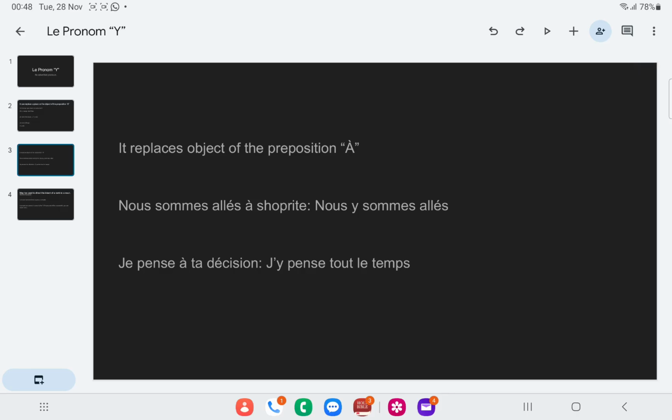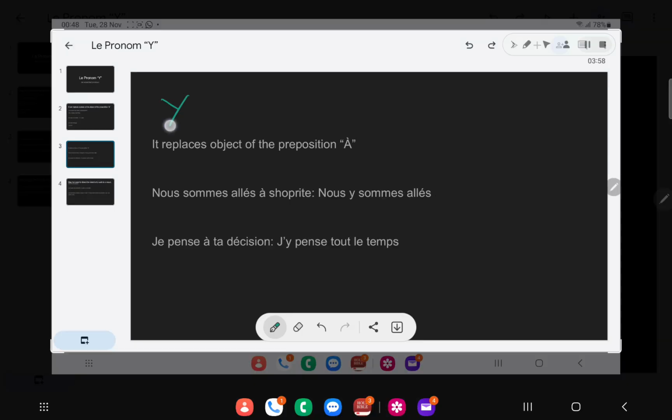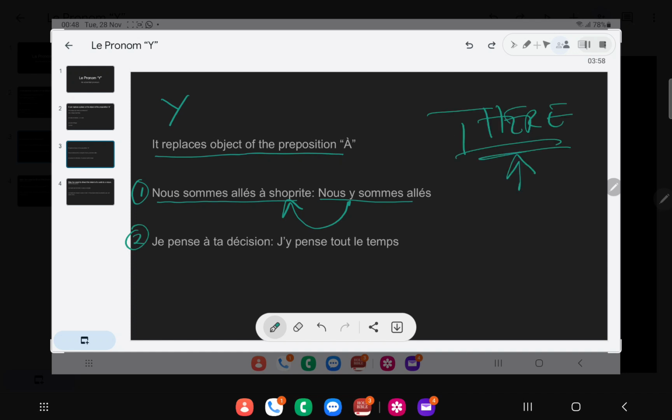So the second component of our first definition: the Y can also replace objects of the preposition à. Let's see some examples. Nous sommes allés à ShopRite. We went to ShopRite. Nous y sommes allés. We went there. So y is replacing ShopRite. Je pense à ta décision. J'y pense tout le temps. So I think about your decision. I think about it all the time. Your decision is being replaced by y.